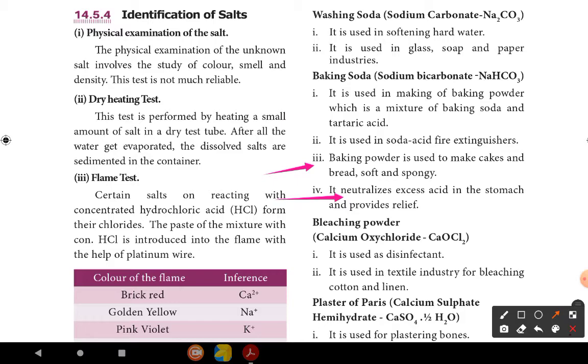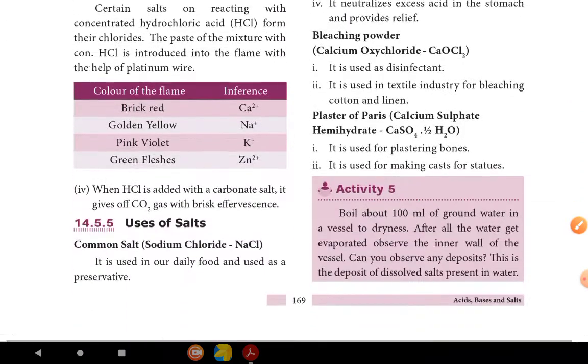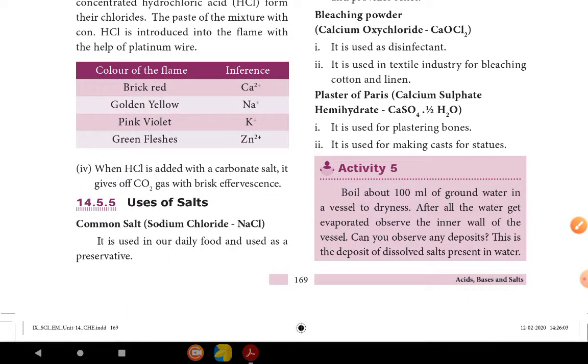And then let's go on to the next salt, and that is bleaching powder. What is bleaching powder? What's the formula for bleaching powder, children? The chemical name is calcium oxychloride, CaOCl2. Okay, bleaching powder. Do you know about bleaching powder? It is used as disinfectant.